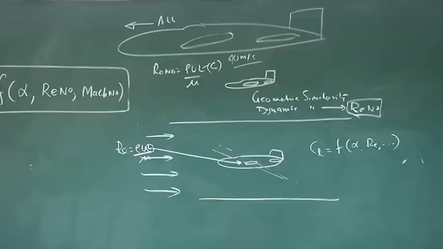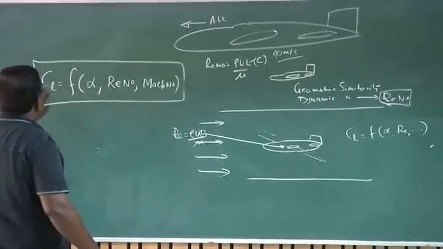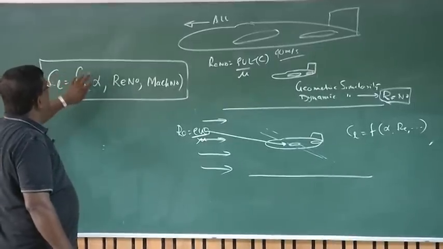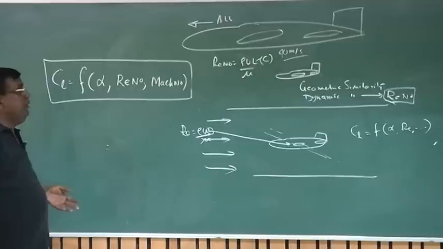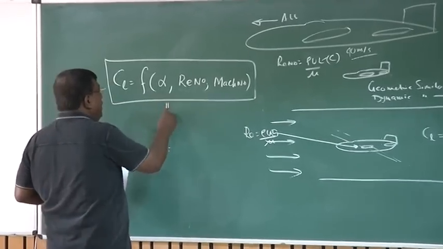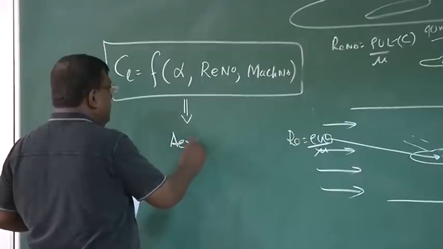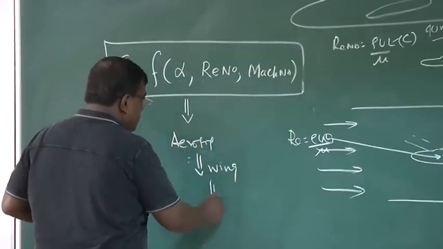So we'll stop here with a final statement. Through this pi theorem or dimensional analysis, I now know that CL is modeled not only in terms of alpha, but also Reynolds number and Mach number. So our approach will be, first I'll use it. Now from here I'll go to aerofoil, then aerofoil to wing, and wing to flying.